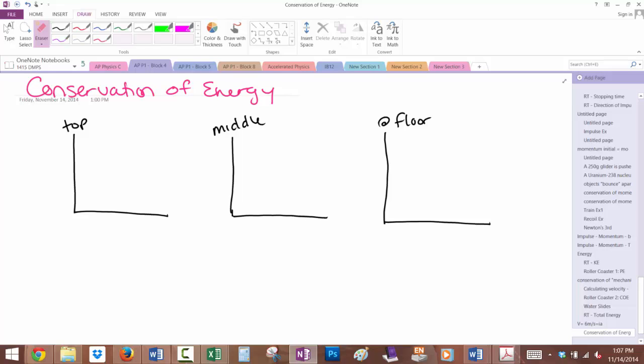Label kinetic energy and potential. Label kinetic and potential energy, right? What kind of potential energy do we have? Gravitational potential, and we have kinetic. Do we have any other kinds of energy in this story?